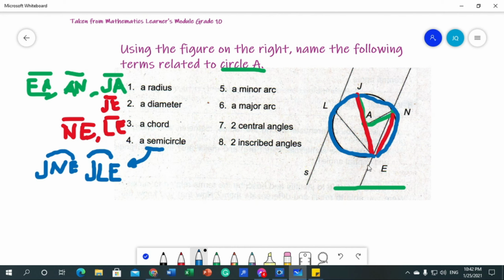So sorry for my pen. I could not trace the circle well, so it does not look so good. But yes, just follow the original drawing. Okay, so that's the semicircle.